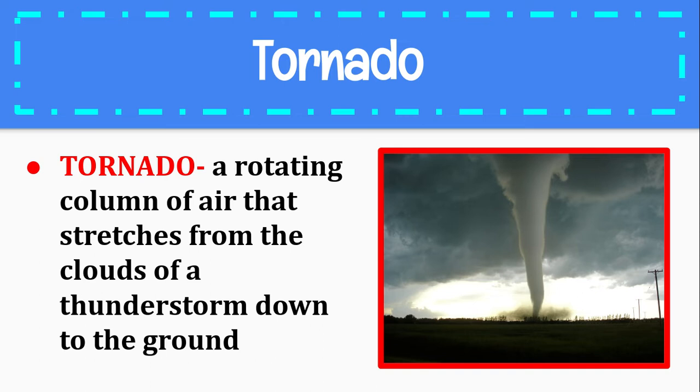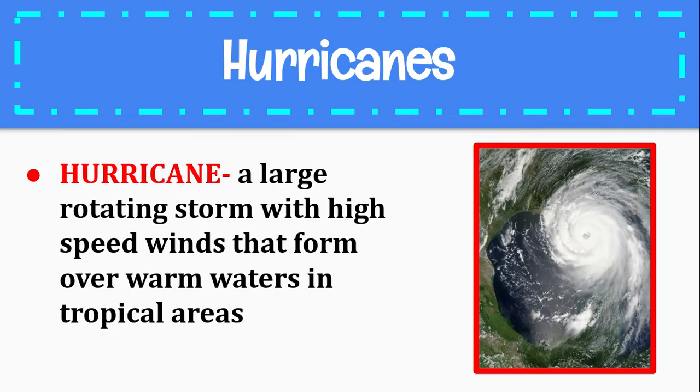A tornado is another type of severe weather. This is a rotating column of air that stretches from the clouds of a thunderstorm down to the ground. It has to hit the ground to be considered a tornado. Before that, you would call it a supercell, or that's what storm chasers and meteorologists would call it. But then once it hits the ground, it is classified as a tornado. And remember, there are 5 different levels of tornadoes, which is determined by the wind speed and the size of the tornado. So that's tornado.